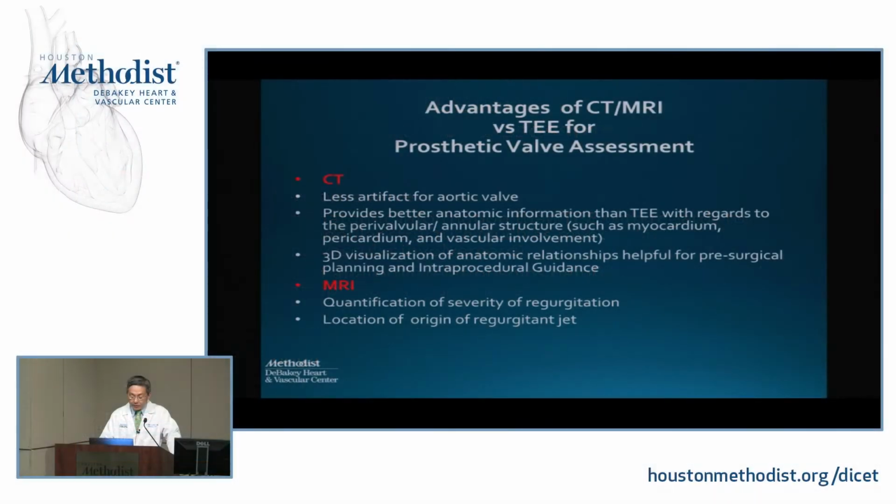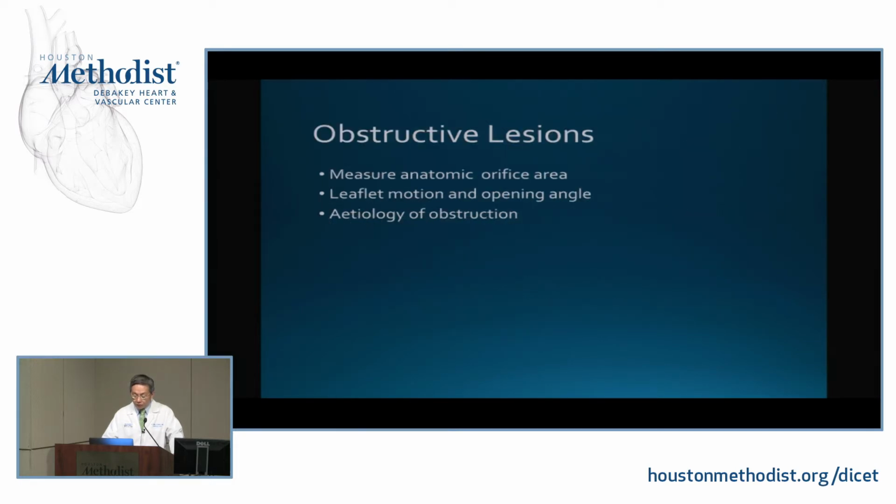MRI, the major strength that DIPAN is going to talk about is obviously the quantification of severity specifically in those regurgitating lesions, and also very helpful in localization and origin of the jet. For obstructive lesions, CT can measure anatomical orifice area, can look at motion, opening angle, and get some idea of the etiology of the obstruction.